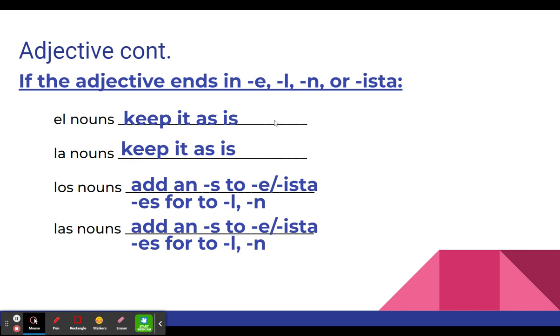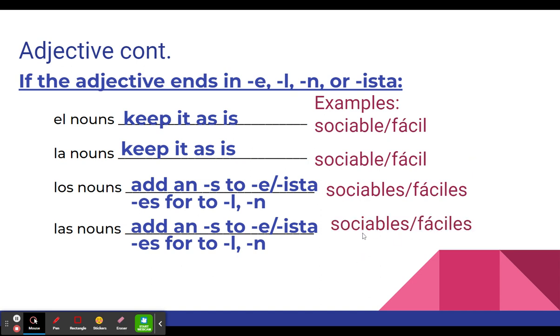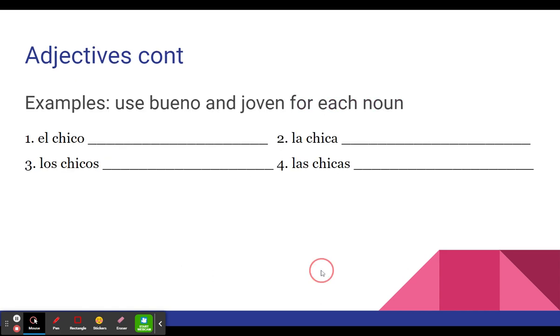And to see that in action, here, if we're using sociable or fácil to describe an el noun or a la noun, they stay the same. When we describe las nouns and los nouns, we add an S to that E and we add an ES to this L and get sociables and fáciles. And again, for los nouns and las nouns, they're the exact same. So let's see that in action. Let's use bueno and joven to describe each noun.